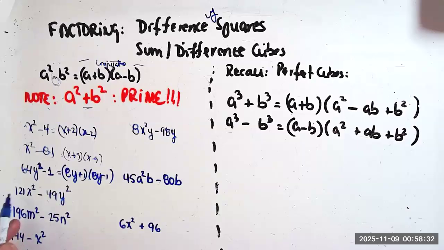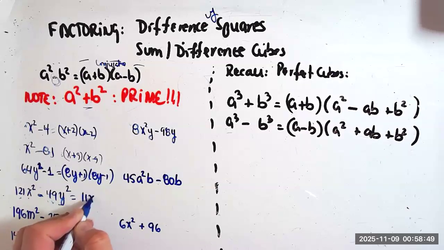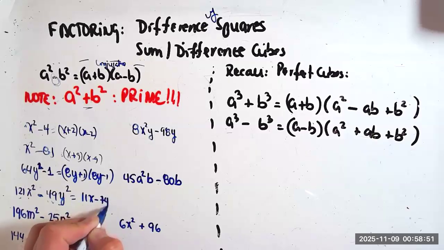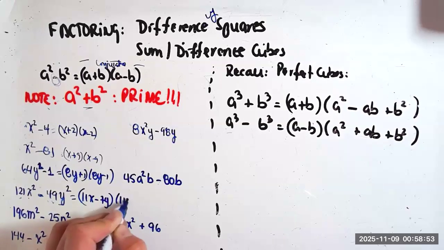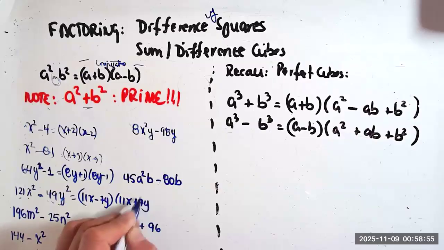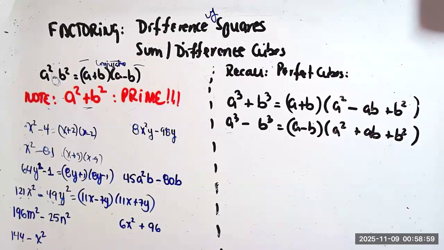Okay. Here, what do I have? 121 is 11 times 11, 49 is 7 times 7. That will be 11x minus 7y times 11x plus 7y. It doesn't matter which one we place first. It's getting very sloppy here.